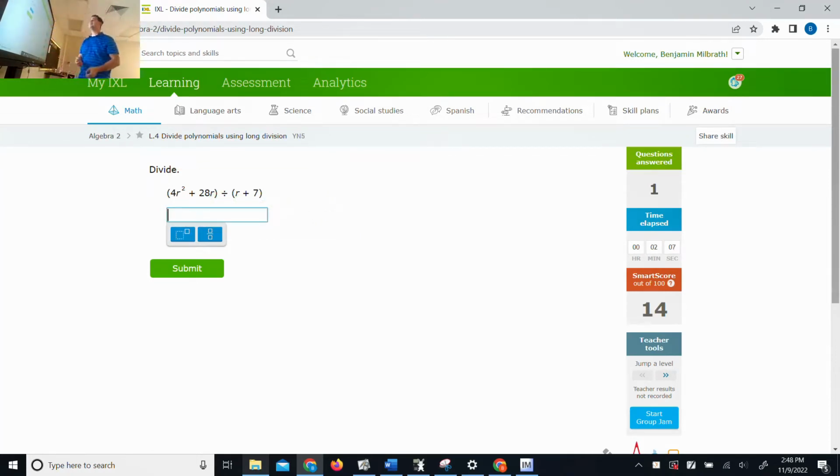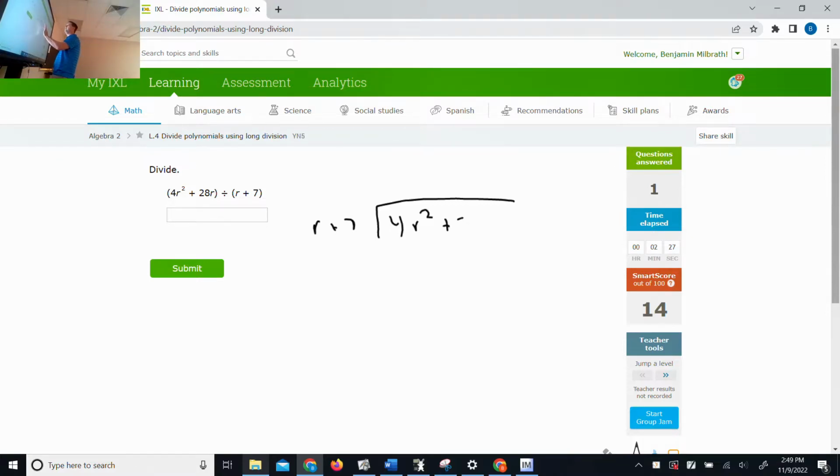All right, this one's going to be a little rougher. This is 4r squared plus 28r divided by r plus 7. R plus 7 outside of the shed or the house. I don't even remember what I was taught when I was a kid, but that was long division, man. That was over 30 years ago, 34 years ago maybe. It's been a minute.